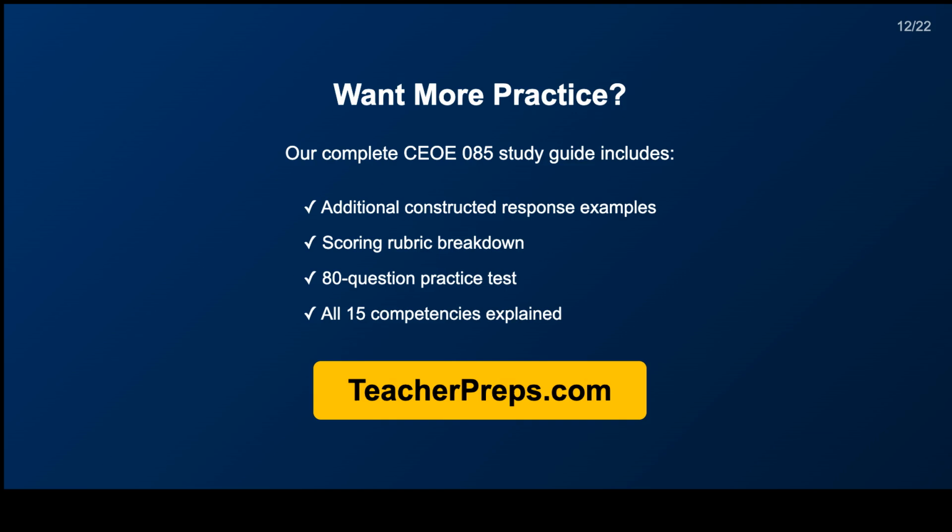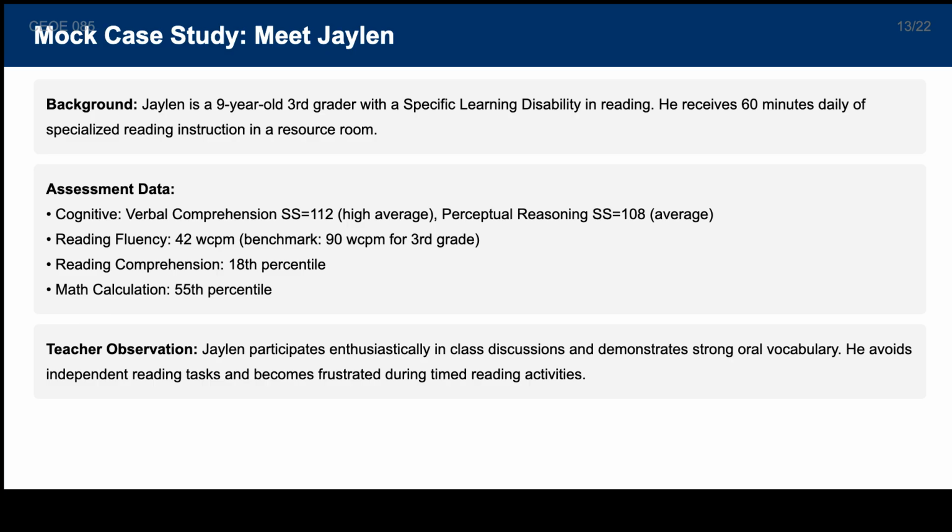His assessment data shows verbal comprehension standard score of 112, that's high average. Perceptual reasoning at 108, average. But his reading fluency is only 42 words correct per minute when the benchmark is 90. Reading comprehension is at the 18th percentile. Math is at the 55th percentile. Average. Teacher observations note he participates well in discussions and has strong oral vocabulary, but avoids reading tasks and gets frustrated during timed activities. Here's how to write paragraph 1.